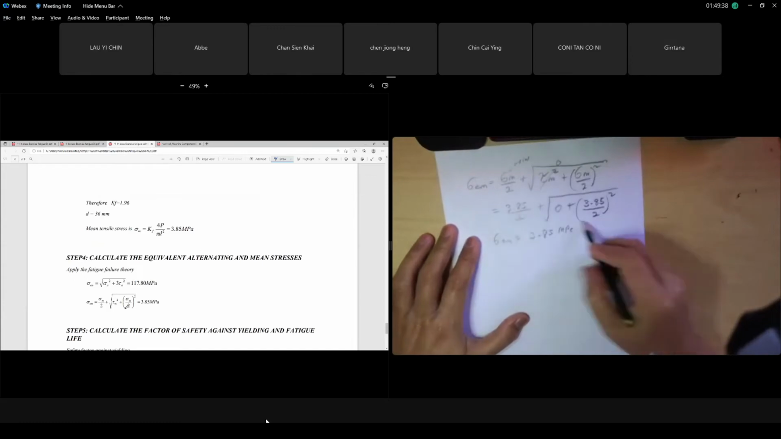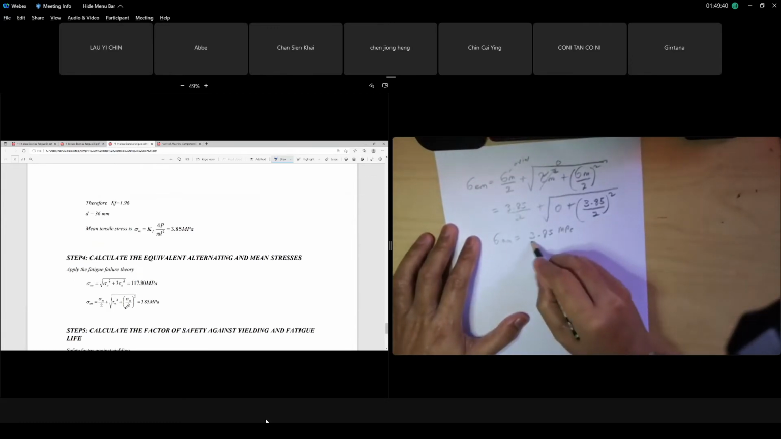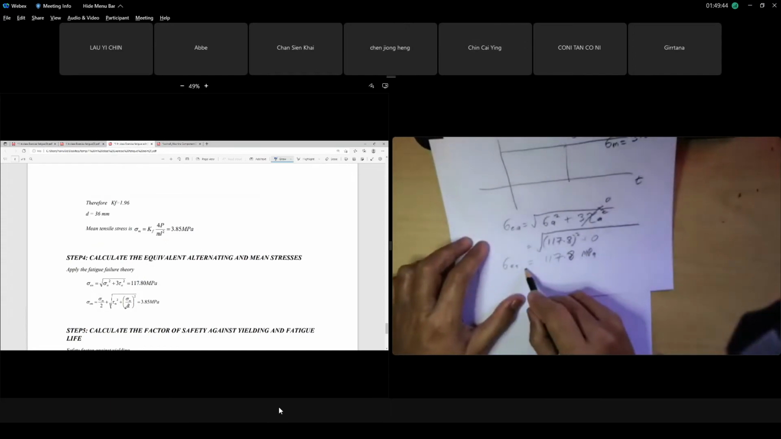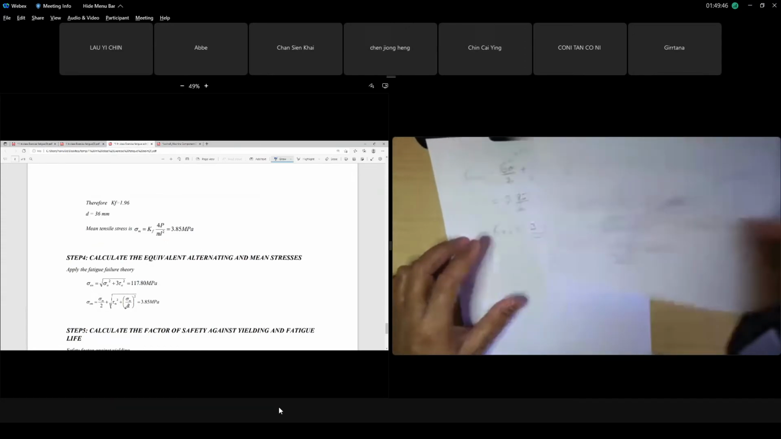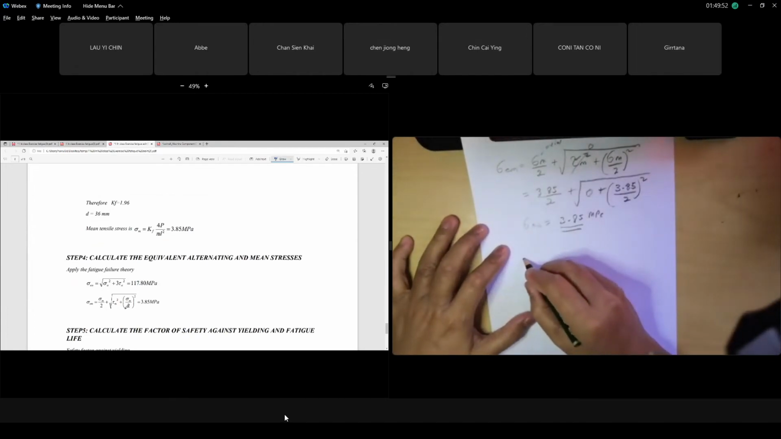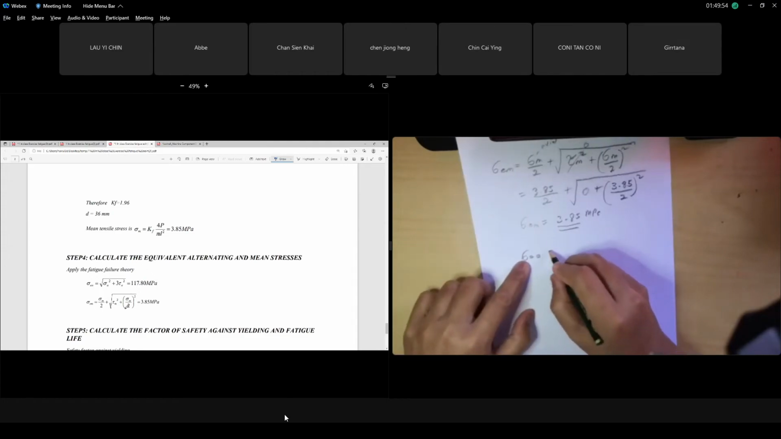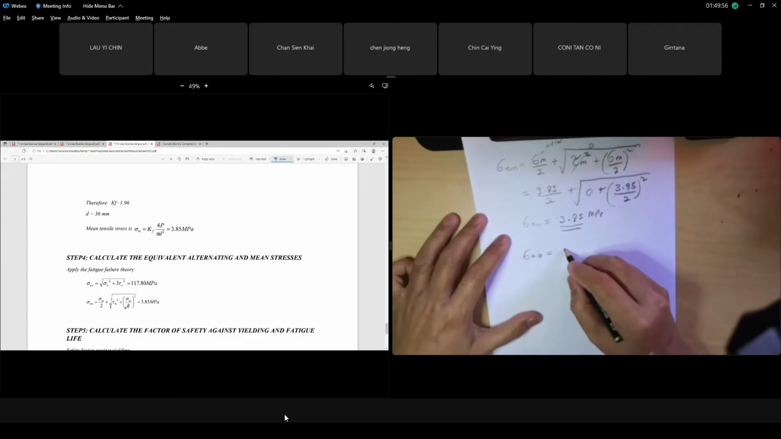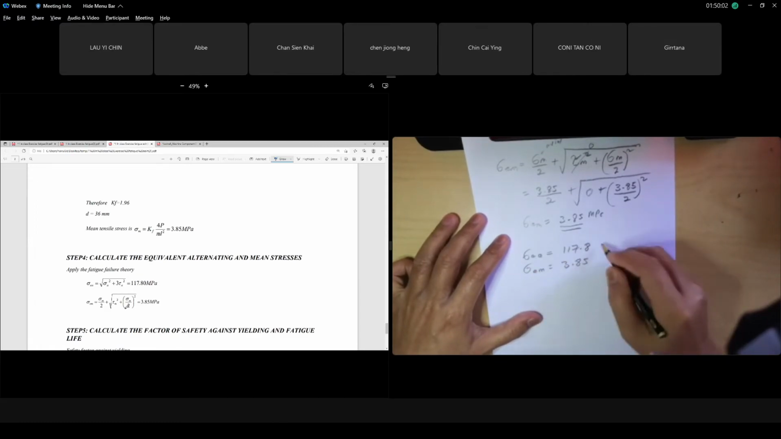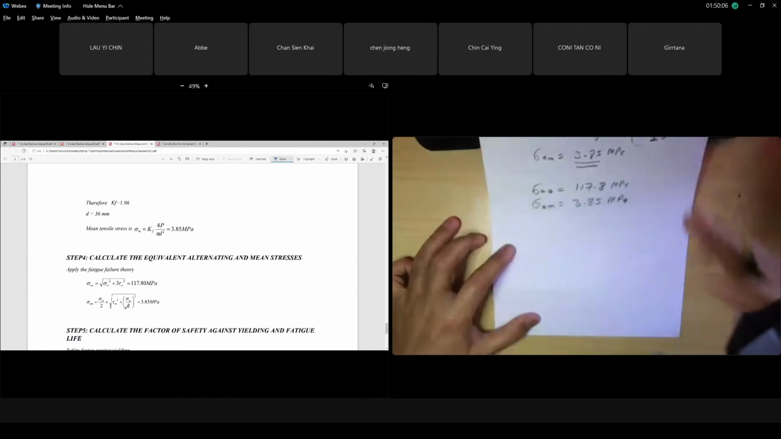Same thing, okay? Hello class. This is your sigma EM. This one is your sigma EA 117.8. Class, hello class? Clear? Okay, jadi that's what we got. Okay, our sigma equivalent alternate or amplitude is 117.8. And our sigma EM is 3.85 megapascal. Okay, so you straight away calculate the safety factor.